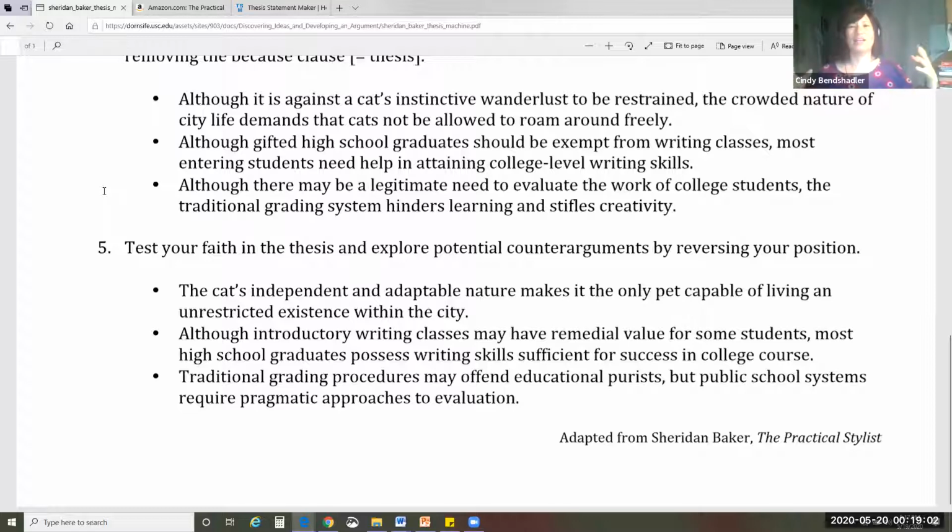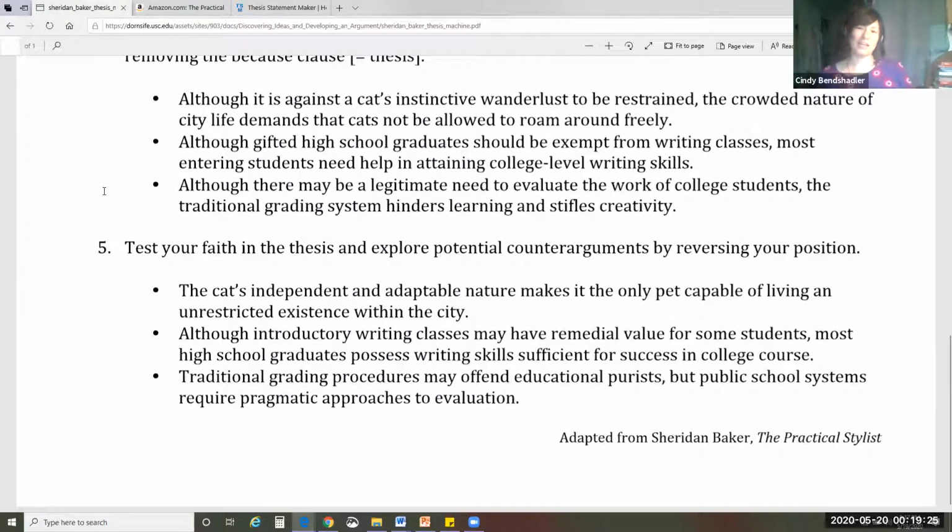And so it's flipping that initial thought on its head, saying, okay, some people need it, but most people don't, right? And then the last one says, traditional grading procedures may offend educational purists, but public school systems require pragmatic approaches to evaluation. Okay, so that's, again, flipping it on its head.